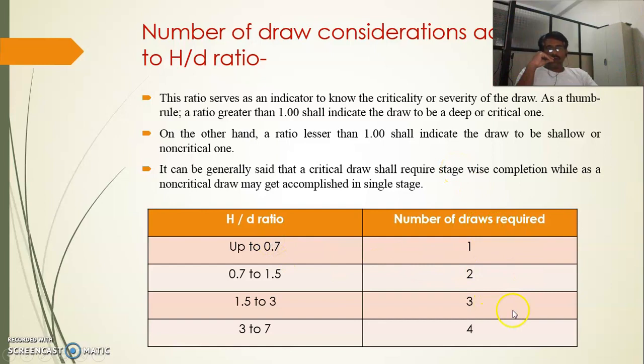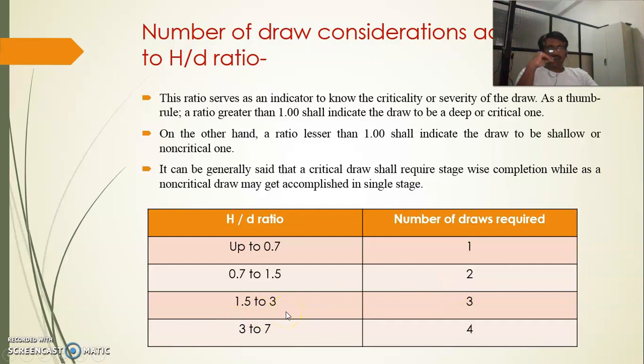So this table represents the H by D ratio. If it is up to 0.7, then we can go with a one stroke operation only. That means only one punch and one die will be required. But if the draw ratio goes more than 1, and lies between 0.7 and 1.5, then at least 2 die sets will be required. So in a 2-stroke operation we complete the drawing operation.